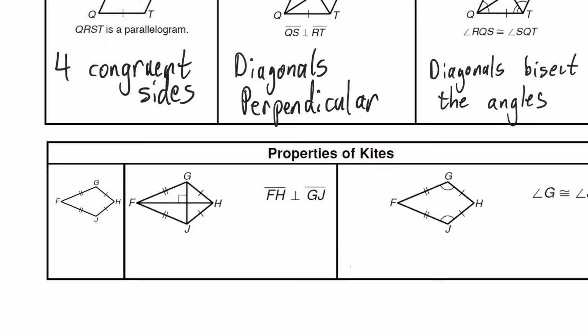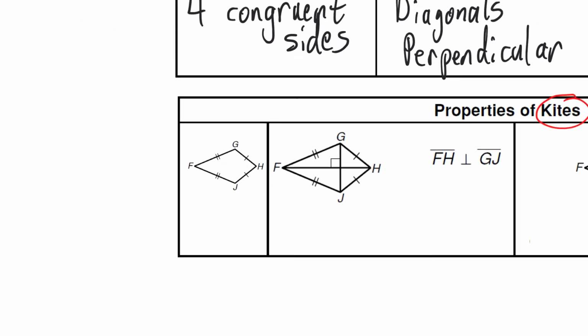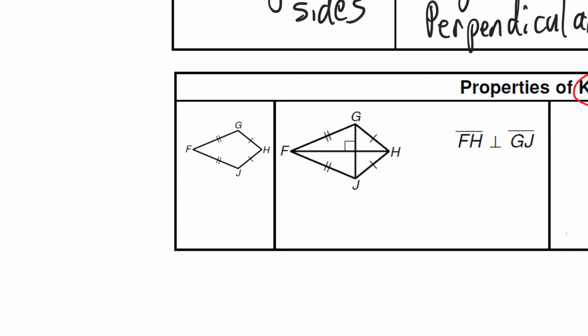Okay, next, talking a little bit about kites. This first one is just the definition. A kite is a quadrilateral that has two pair of consecutive congruent sides. What that means is these two sides that are consecutive, right next to each other, are congruent. And then these other two sides are consecutive, and they're congruent to each other.